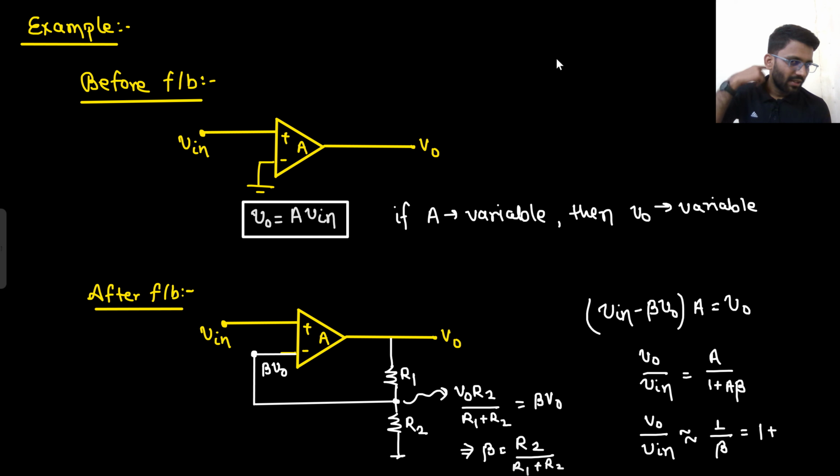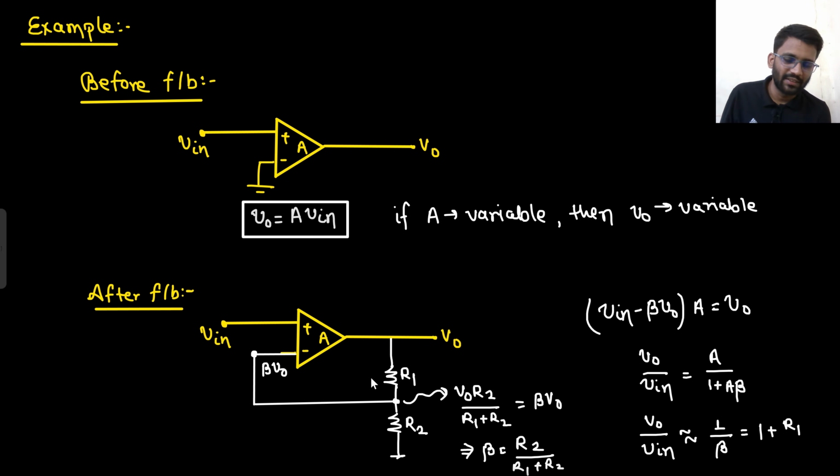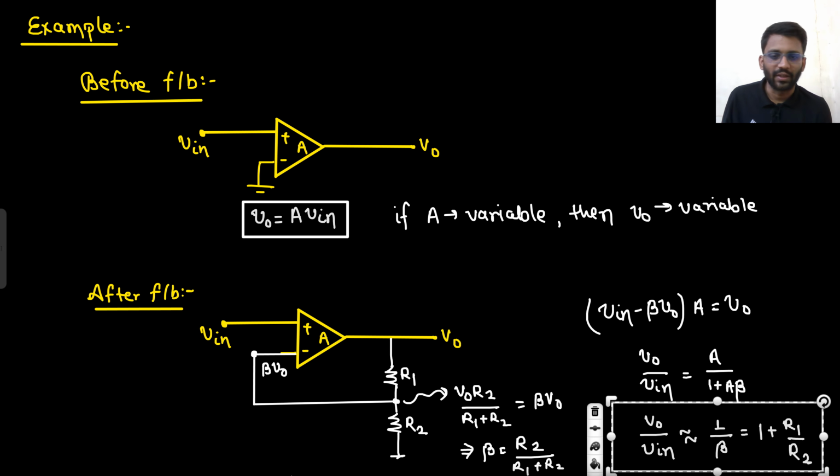You can take the reciprocal. R2 plus R1 upon R2. So sorry, it would be 1 plus R1 by R2. The resistor that is there in the feedback divided by this resistance. So this is the gain you are getting, and resistance values are generally constant. So this is the constant gain you are getting.